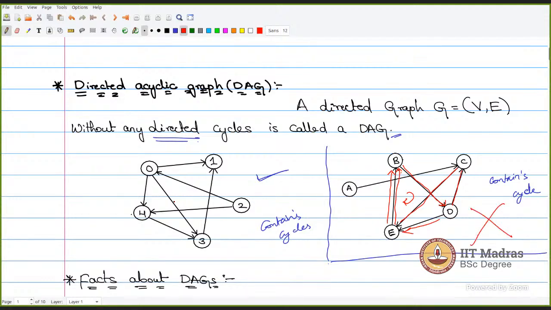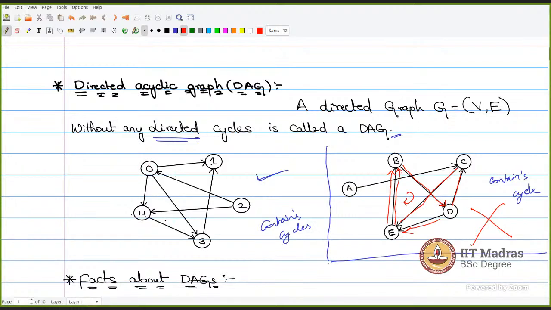Now let us come to this. How is DCE a cycle? Not DCE, BDCE. Okay, yes, BDCE, that is some big cycle. But the thing is, even if you found one cycle inside any graph, that particular graph cannot be called a directed acyclic graph.